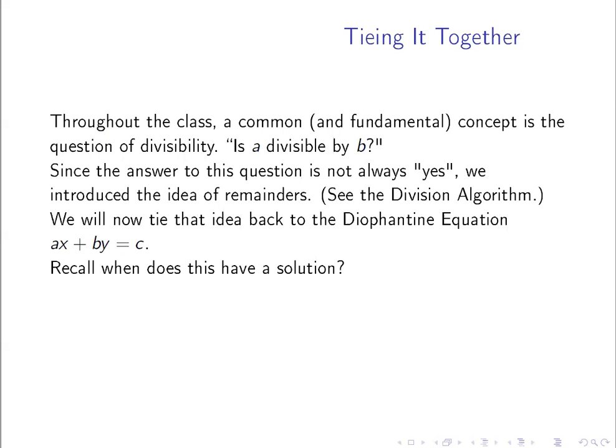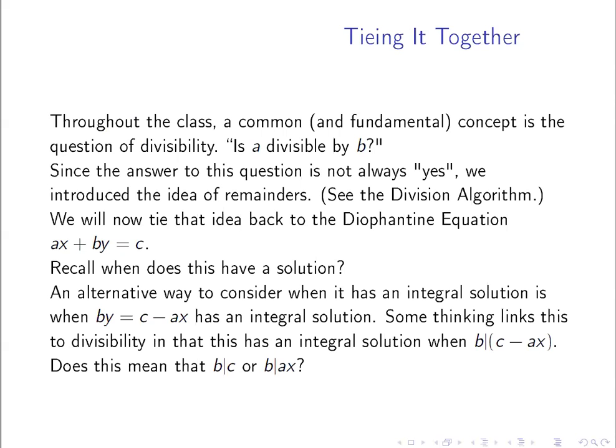Now, we also can tie this back into the idea of our Diophantine equation, AX plus BY equals C. Recall, when does this have a solution? Another way to think about it is consider BY equals C minus AX. This has an integral solution. And here divisibility comes in. This means that B divides C minus AX. Does that mean that B divides C or B divides AX? The answer to that is not necessarily. It doesn't have to divide both of them.